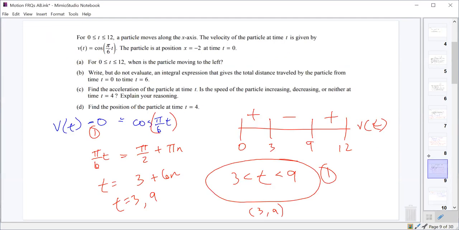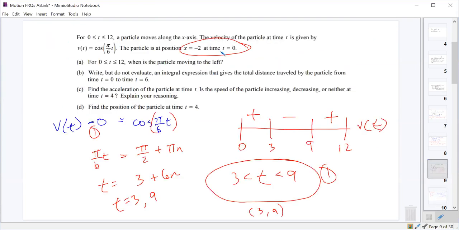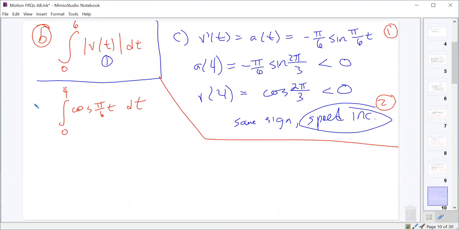All right, part D. Find the position of the particle at t equals 4. So position at t equals 4 means we need to take our initial condition and integrate from 0 to 4 of cosine pi over 6 t dt. And our initial position was that at t equals 0, it was at negative 2. So negative 2 plus this. Everybody good with the setup there?